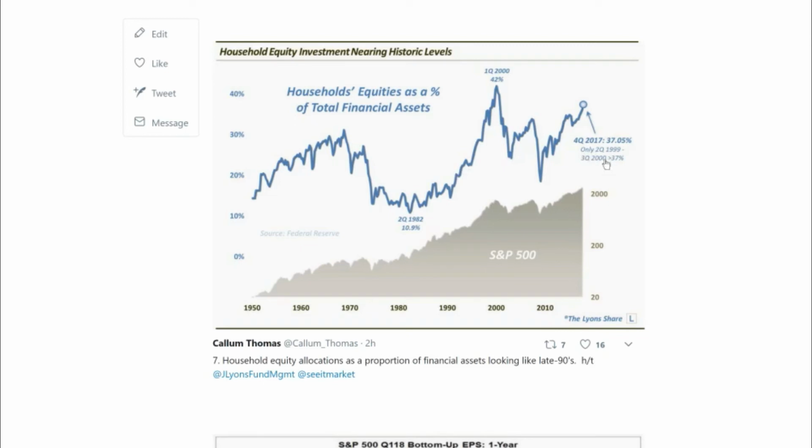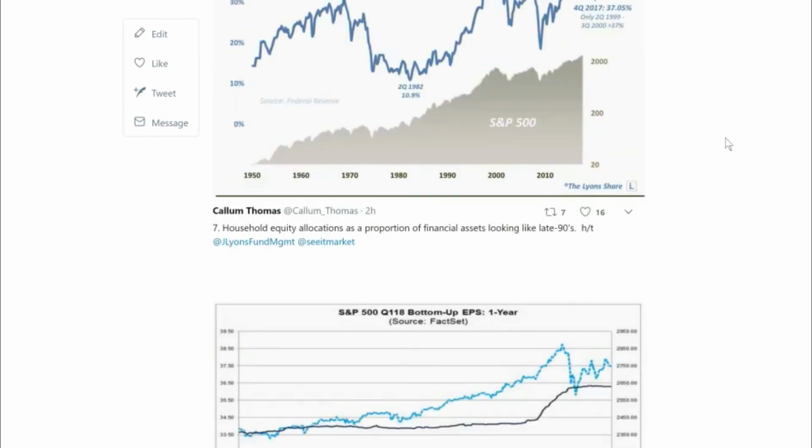So it's not a complete picture, but even then you just look at that and, as I said at the start, it's one of those late cycle signals.